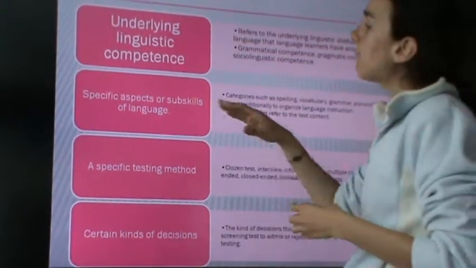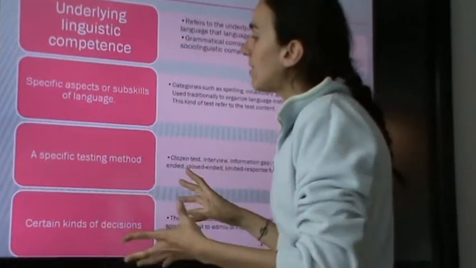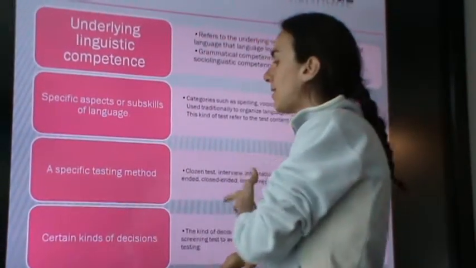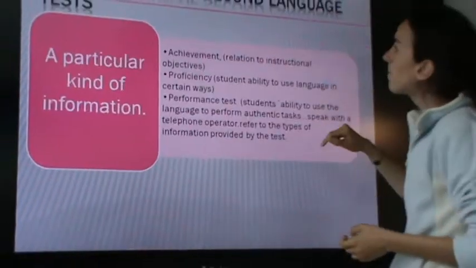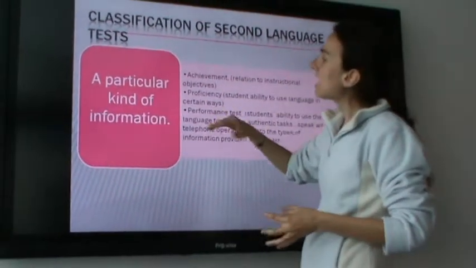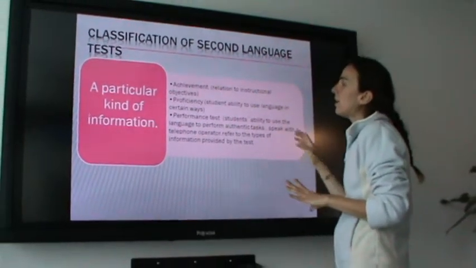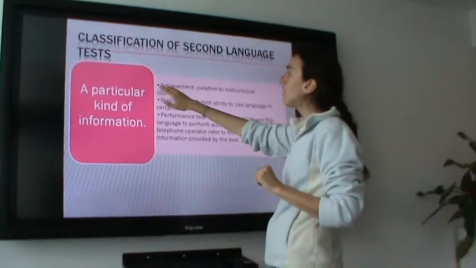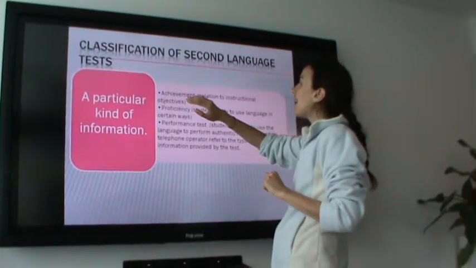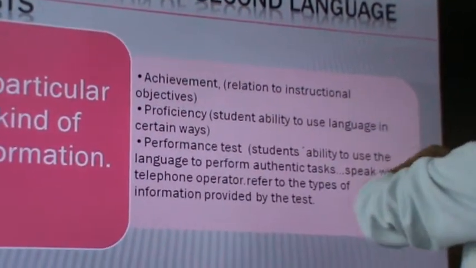They can test specific aspects or sub-skills of language. They can test a specific method. They can test certain kinds of decisions. And they can test a particular kind of information. We are going to focus on this kind of test, and on those that test the achievement related to the instructional objectives.